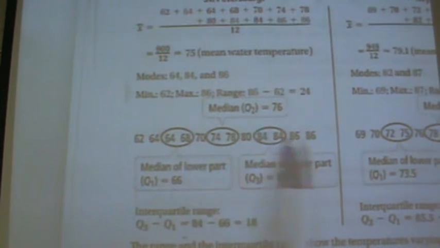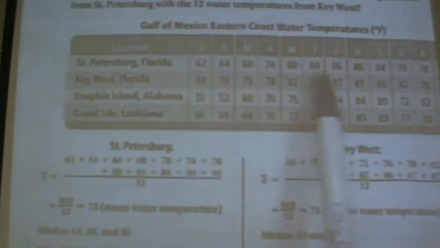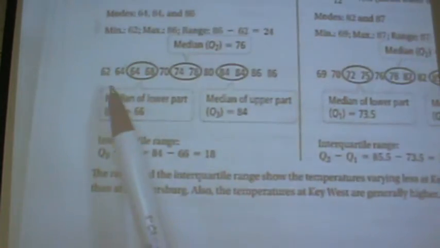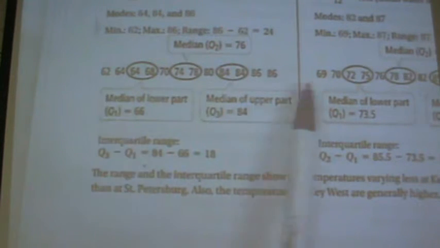How do you find the middle number when there's an even number? There's 12 of these. You take the 2 middle ones. Now, when I say middle, I don't mean the 2 middle months. I'm talking about taking your numbers and organizing them. You have to organize them from least to greatest. So these are all reorganized. 62 is the smallest, and 86 is the largest.